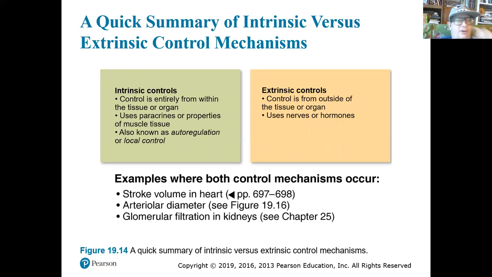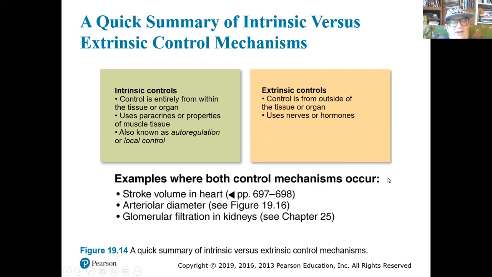Okay, so intrinsic controls, those are controls that an organ does itself, blood does itself, and those we would say we have local control or autoregulation. Extrinsic, we're sending a signal from the outside from some other organ, that would be nerves or hormones.